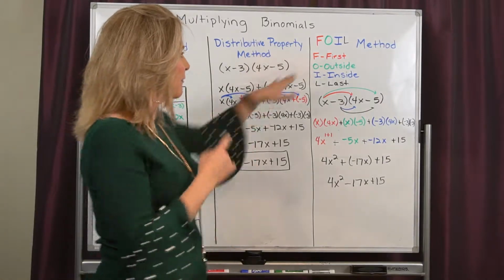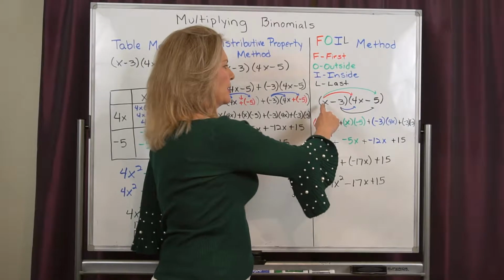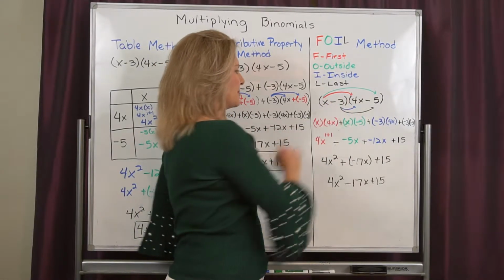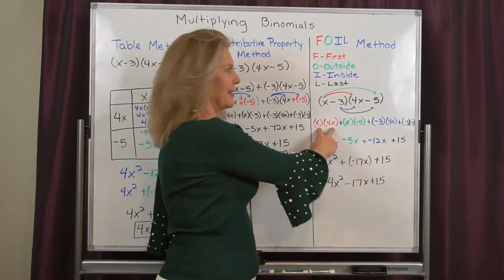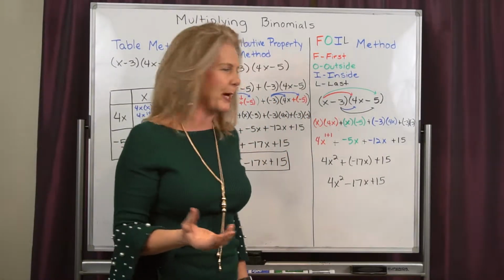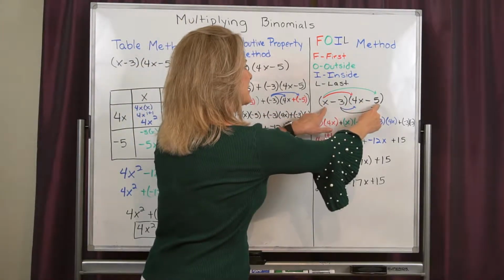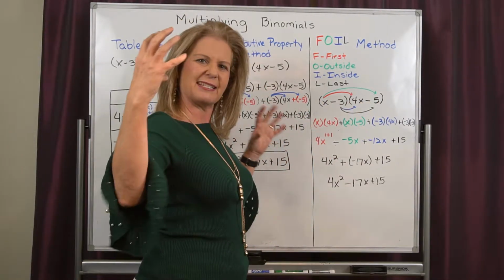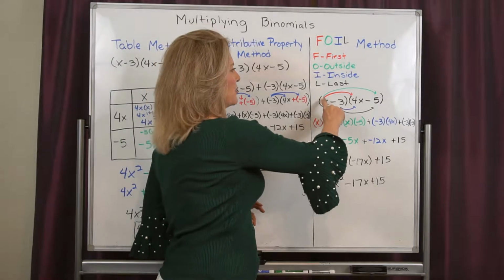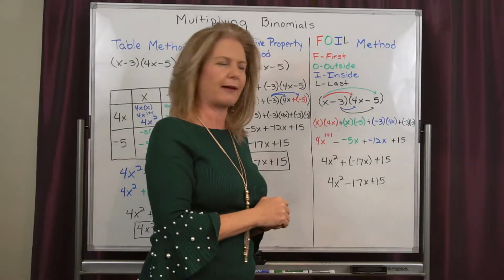So literally the first means I'm going to multiply the first two terms of each binomial. So I'm going to multiply my x times my 4x, and I can see it right there. And I kept the color the same so you can see that that was my first pair. Then I'm going to go to my outside pair. It means the outside of both of the binomials, the things that touch the ends. So I'm going to multiply my x times my negative 5, and you can see I can do it there.